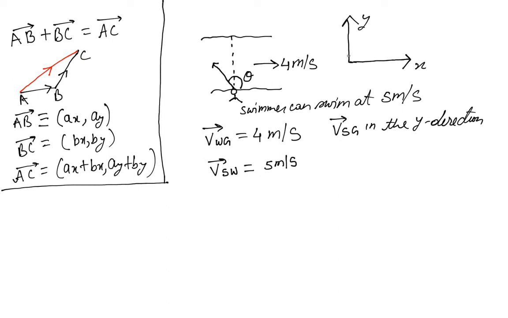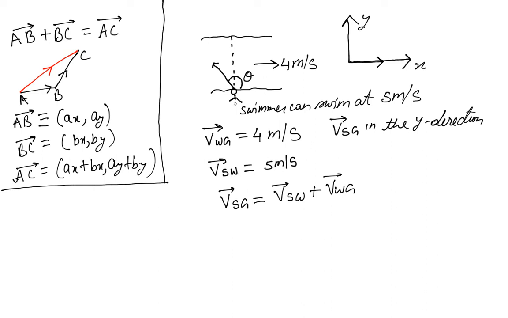So we can draw the vectors here. This is VWG. So let's write down the equation. We want VSG equals VSW plus VWG, right? You see that it's the same as this expression: AB plus BC is AC. Similarly, SW plus WG is SG. Alright.